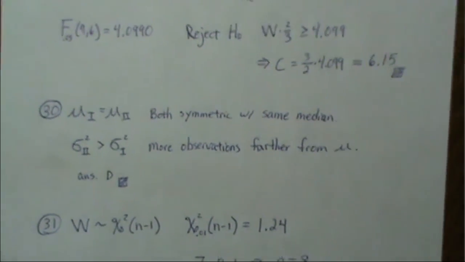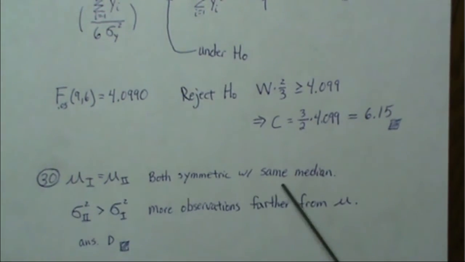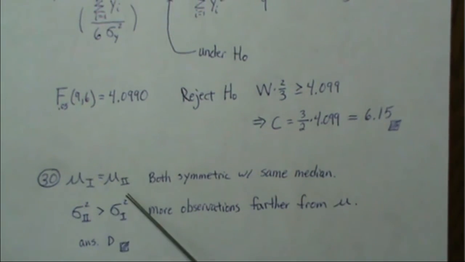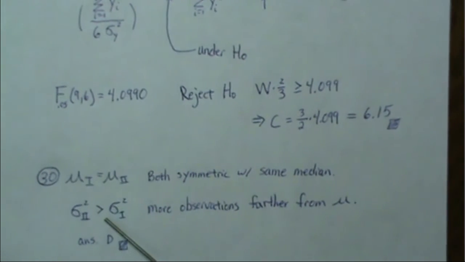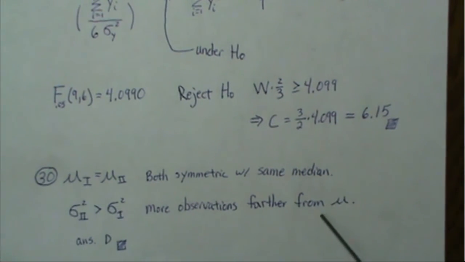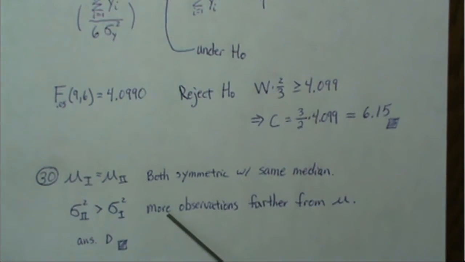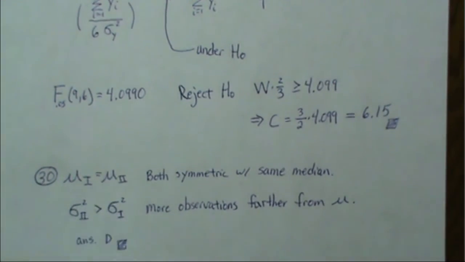Now, number 30, because the distributions are symmetric with the same median, and that is also important, the means are the same. And then if you look at the distributions, more observations are farther away in distribution 2. So that tells me the variance is greater than in 1. So the answer is D.